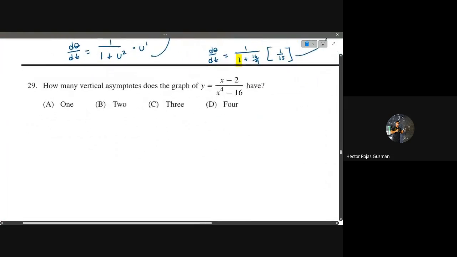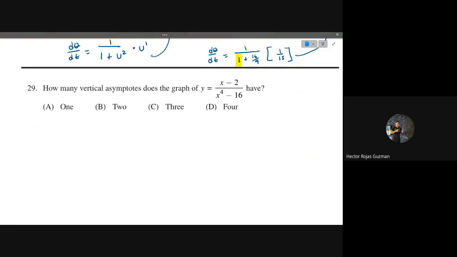29. How many vertical asymptotes does the graph have? Well, for this one, we're just going to have to factor it out. So y equals x minus 2 divided by x squared minus 4 times x squared plus 4. We factor it out using difference of squares, and then we can take it one step further. We can factor out the x squared minus 4 by using difference of squares again. Oh, I forgot my minus 2.